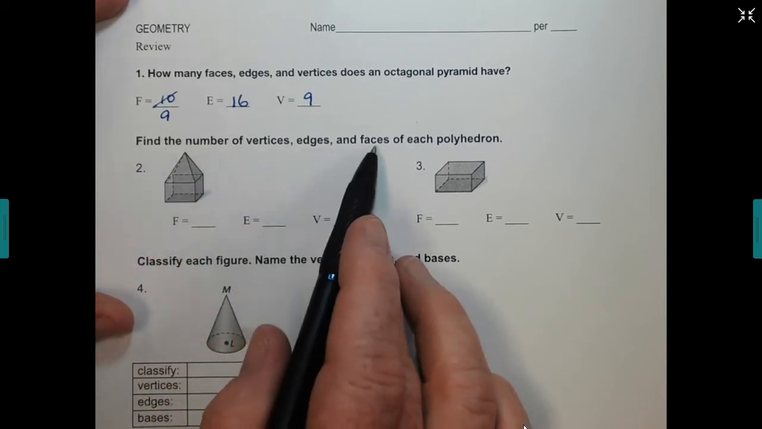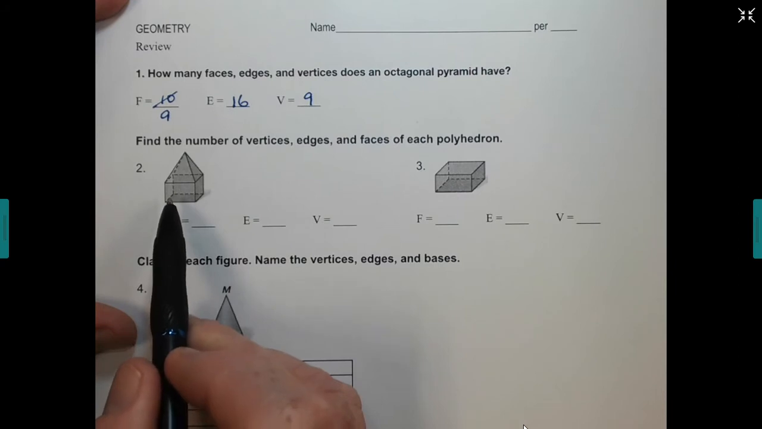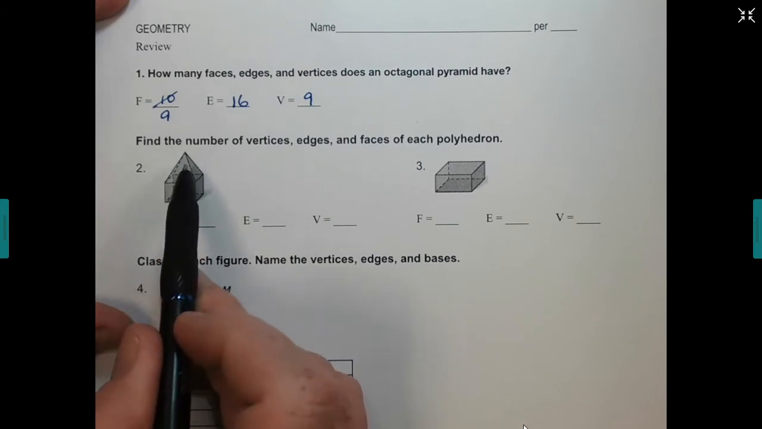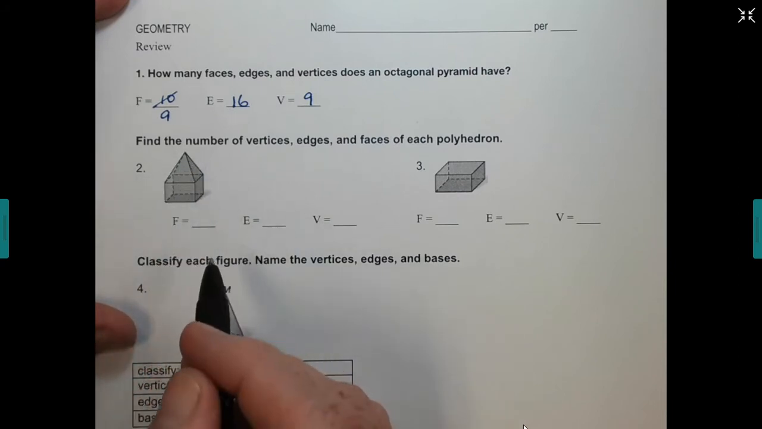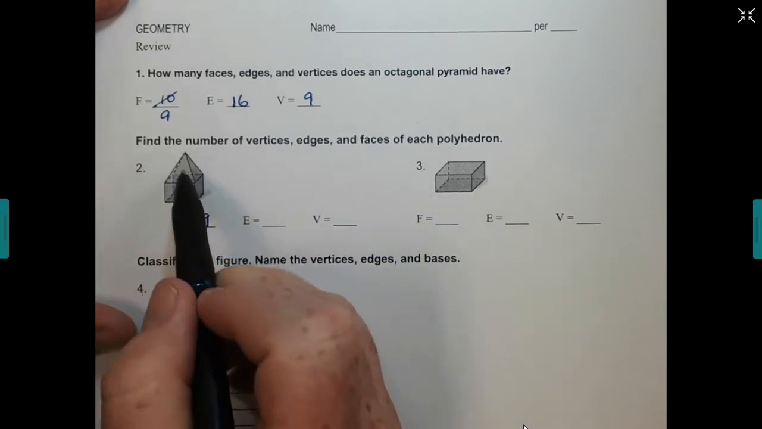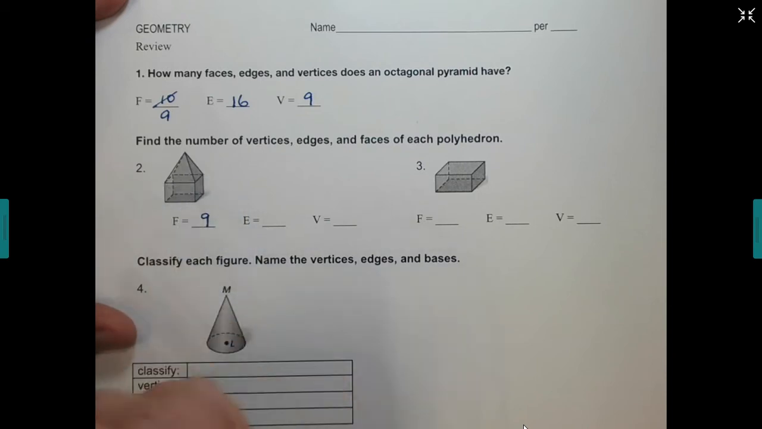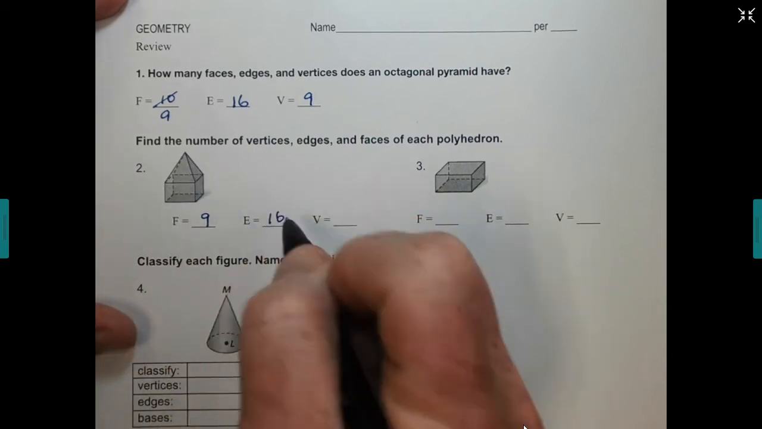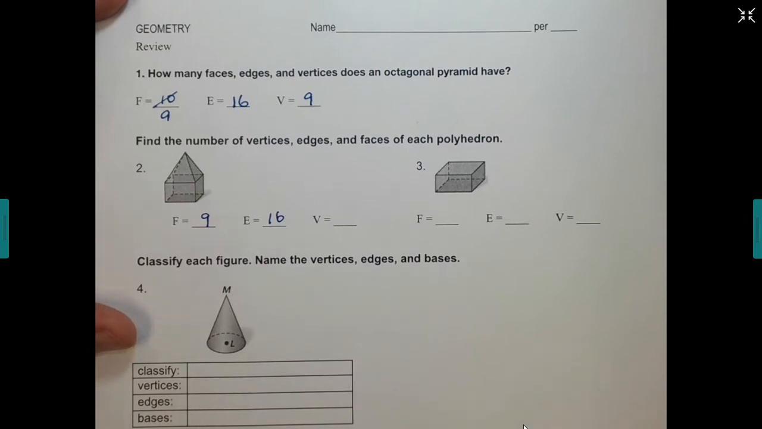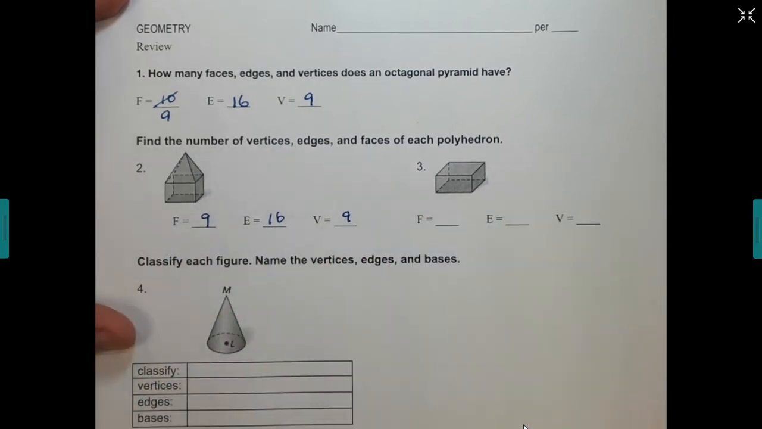Find the number of vertices, edges, and faces for these crazy shapes here. So the faces, we're just looking at the outside ones. There's 4 triangles plus 4 around plus 1 on the bottom. That's 9 faces. Edges, 4 lateral edges up top, 4 there, 4 and another 4. So 4 times 4 would be 16 edges. Vertices, I got 8 for the prism and 1 up top. I think I got 9 there.